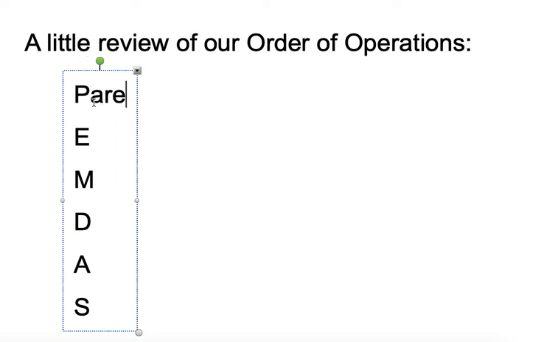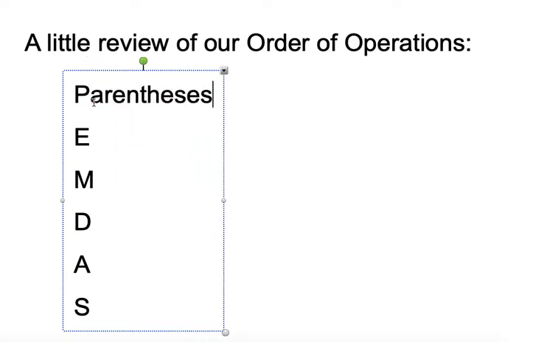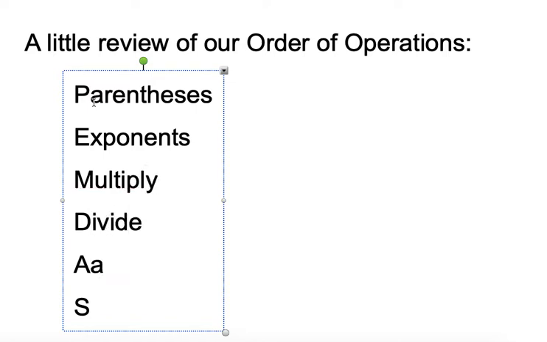The P stands for parentheses. E is for your exponents. M is for multiply. D is for divide. A is for add. And the last one is for subtract.